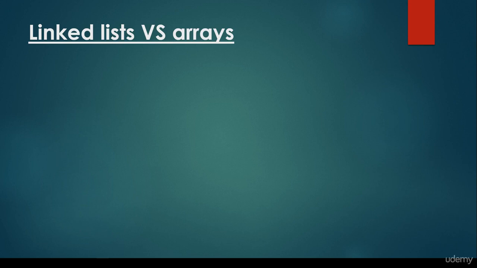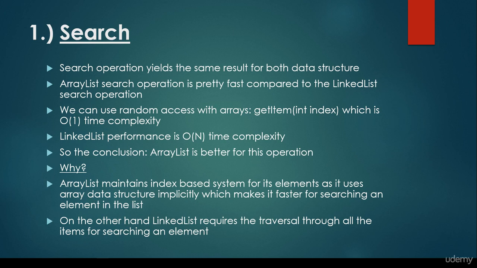So, let's get started. What's the difference between these data structures as far as the search operation is concerned? The search operation yields the same result for both data structures. If we are looking for something, it's going to return the value if the given data structure contains this given value, or otherwise it's going to return null, for example.